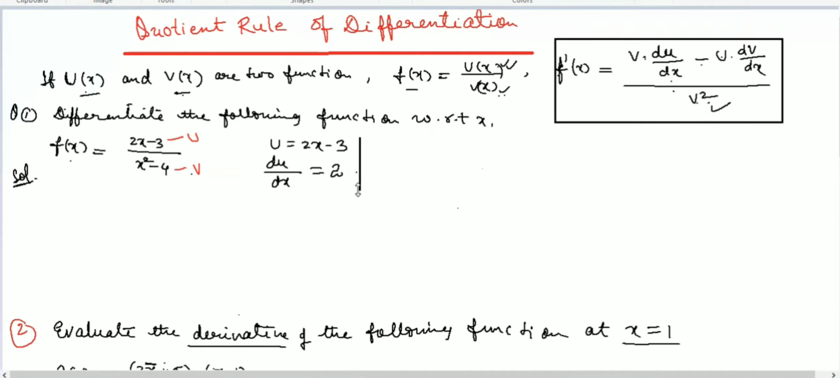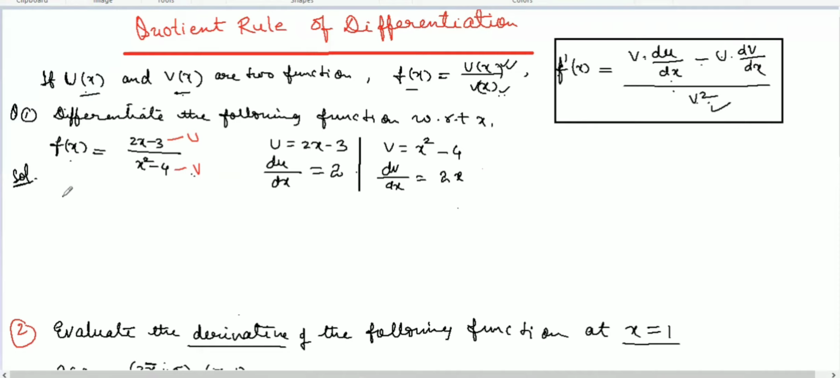Now we will differentiate v. So v is equal to x square minus 4. So dv over dx is equal to the differentiation of x square, which is 2x, and the differentiation of the constant term, which has no x, will be 0. So no need to write it. Now we have du over dx and dv over dx. Now let's substitute in the formula.